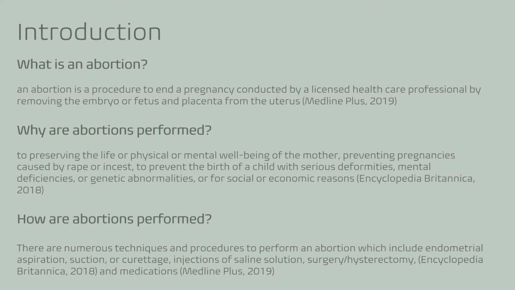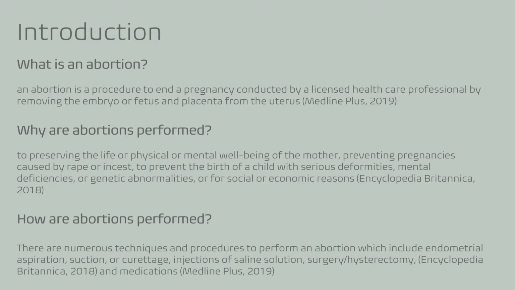So, what is an abortion? An abortion is a procedure to end a pregnancy conducted by a licensed healthcare professional by removing the embryo or fetus and placenta from the uterus. So there's a number of reasons why abortions are performed. They can be anywhere from preserving the life or physical or mental well-being of the mother. It can be to prevent pregnancies caused by rape or incest. It can also be to prevent the birth of a child with serious deformities or mental deficiencies or genetic abnormalities. Or it may just be for social or economic reasons.